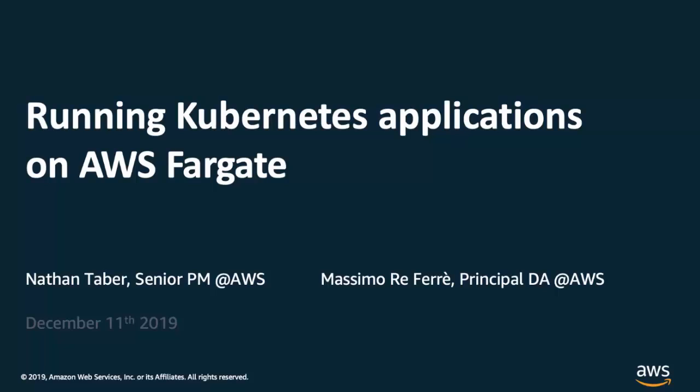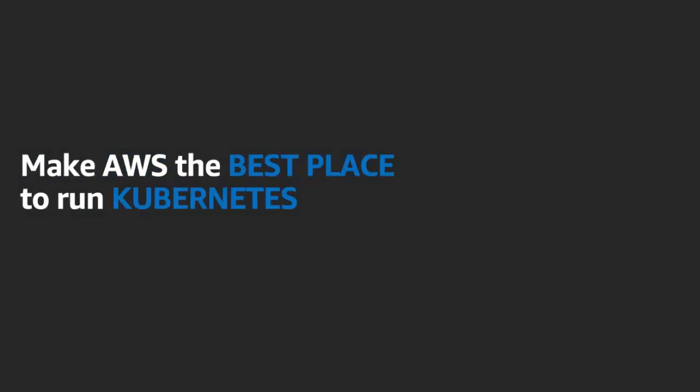My name is Nathan Tabor and I'm a Senior Product Manager here at AWS working on the Containers team. I'm joined by my colleague Massimo who works on our team, and today we're going to be taking a first look at how you can use Amazon Elastic Kubernetes Service to run your Kubernetes applications on AWS Fargate.